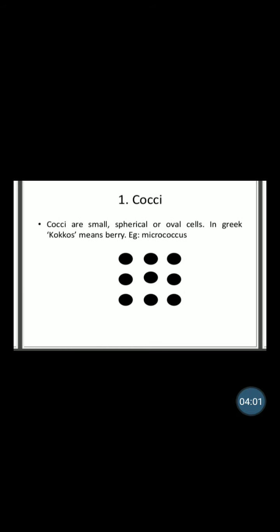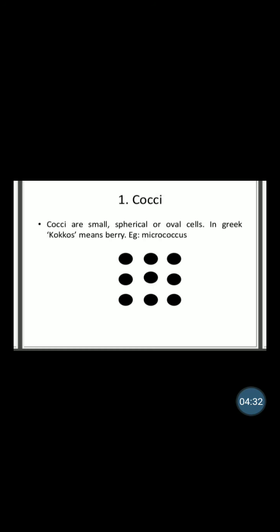Then first, that is cocci. Cocci are small spherical or oval shaped cells. In Greek, it is kokos, which means berry. Example, micrococcus. Here we can see the shape of cocci. Yes, what is cocci? These are small spherical or oval cell bacteria. In Greek, it is kokos. It means what? That is berry. For example of cocci, that is micrococcus. Here we can see the shape of cocci.